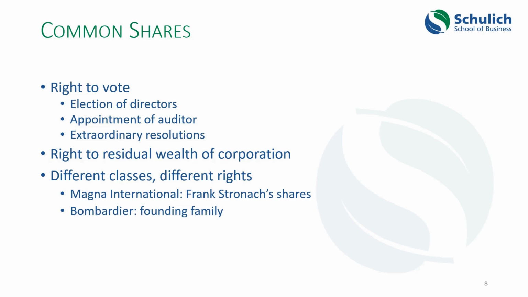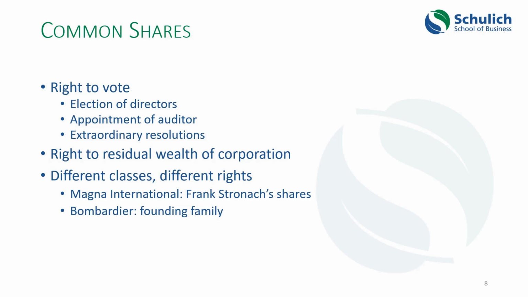There might be more than one class of common share, like Class A, Class B, Class C shares. So if you look at Magna International in the past or Bombardier today, you'll notice that there's multiple classes of shares, and the founders of the company, Frank or the Bombardier family, will have those specific shares that give them way more voting rights per share than the other class of common shares. And that means that those companies are controlled by the founder.